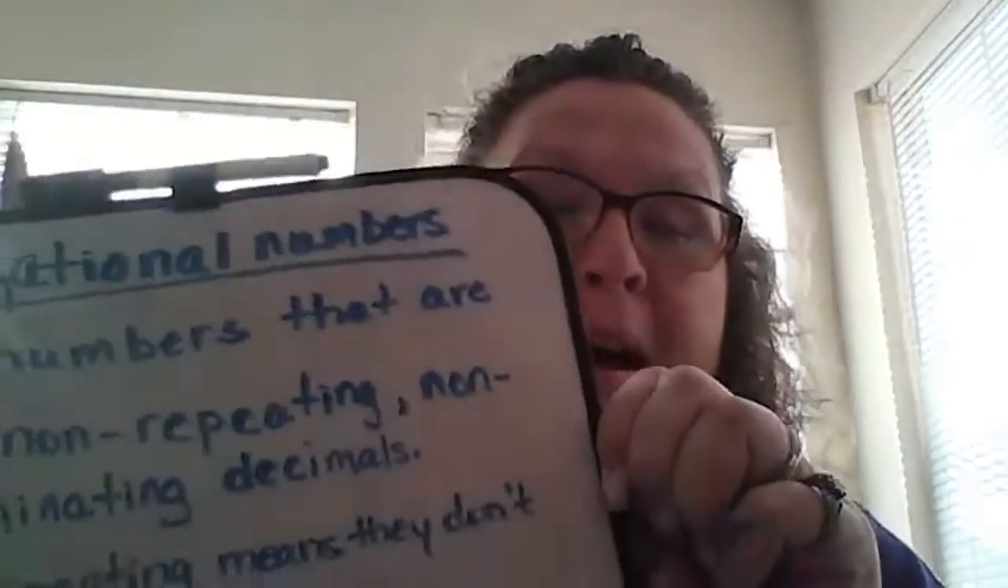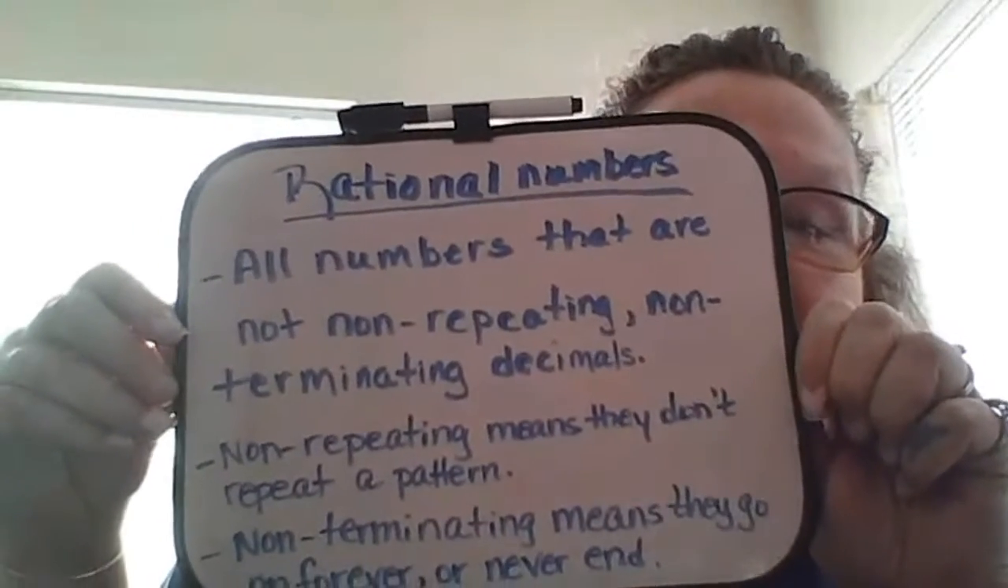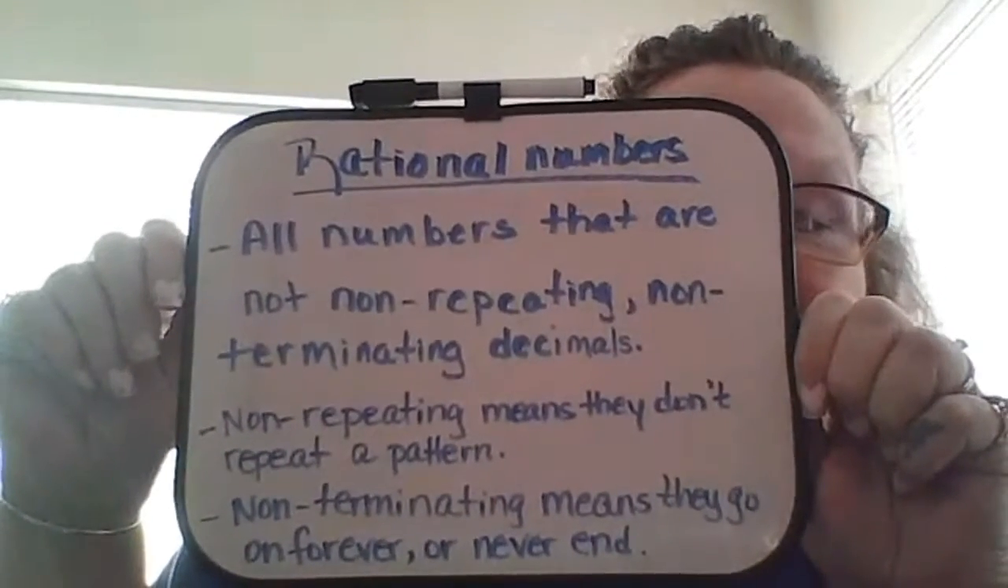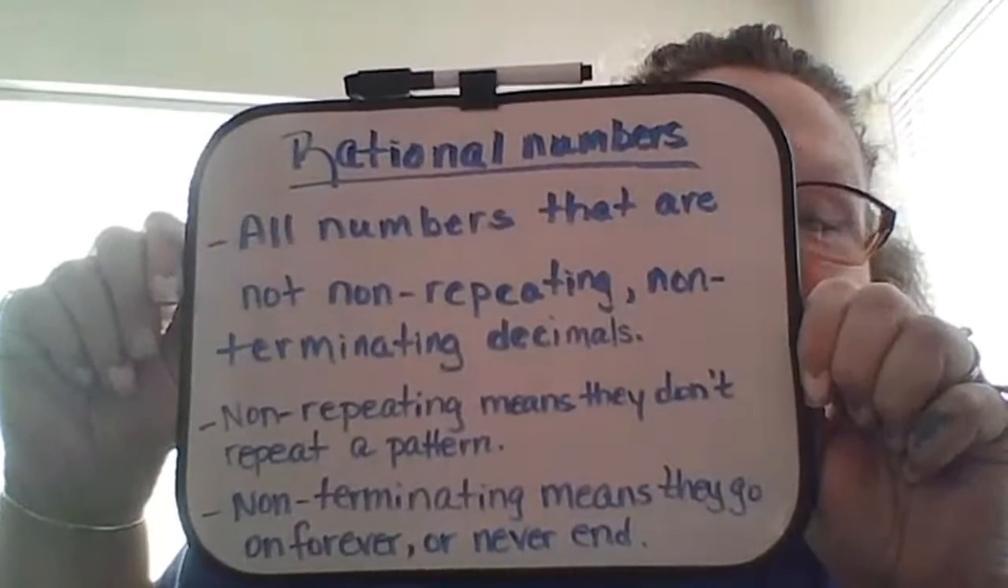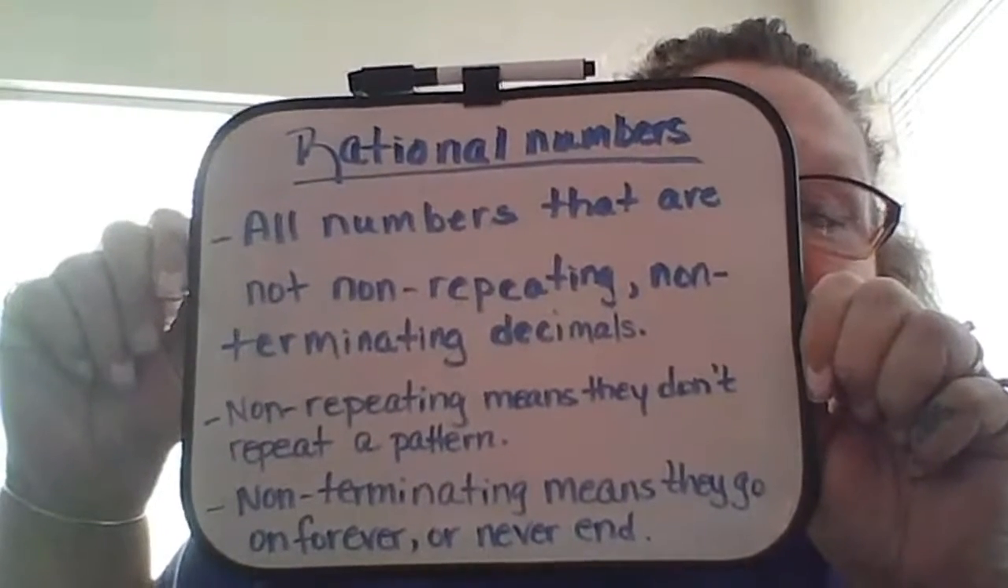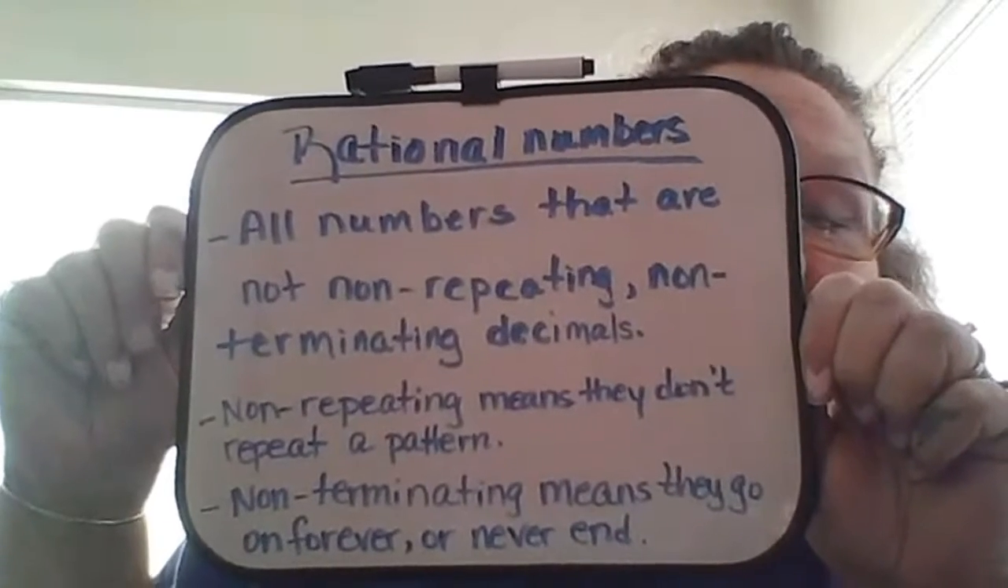What we're going to be learning about today is something called rational and irrational numbers. We're going to talk first of all about rational numbers. So rational numbers are all numbers that are not non-repeating, non-terminating decimals. Now, in order to understand that definition, you have to understand what we mean by non-repeating and by non-terminating.